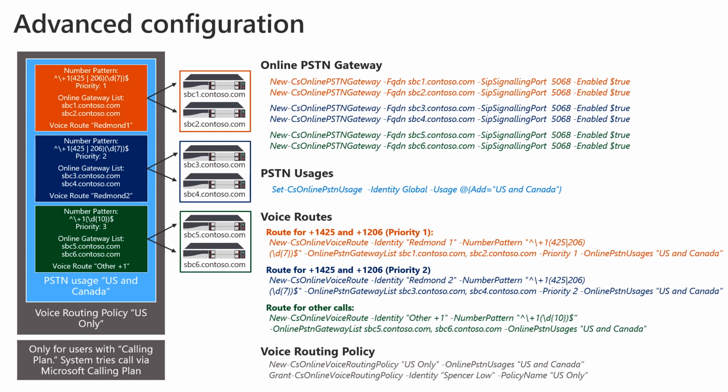All of that will now be put into the CsOnlineVoiceRoutingPolicy. It's called US only because all of these are just US and actually, by the way, Canada numbers. We are adding the online PSTN usage US and Canada so they can use all these routes. And then we grant this to the user Spencer Lowe, and we give it the policy, the name US only.